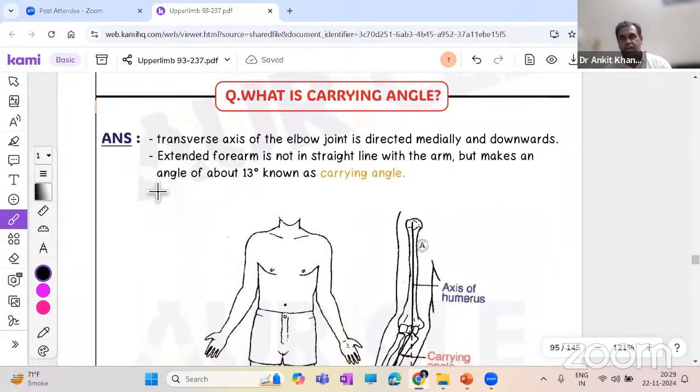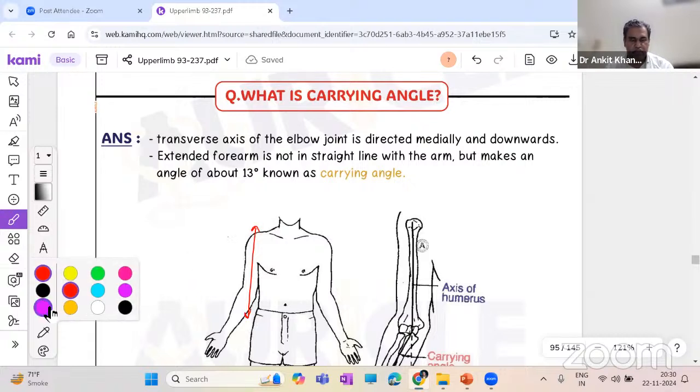Now comes the point of carrying angle. So the carrying angle is simply, if you are not aware of it till now, if you flex your elbow, then the arm and forearm look parallel. Once you extend your elbow, then just try to see the axis of the arm and look at the axis of the forearm. You'll see that the axis of the arm is going like this, and the axis of the forearm is going like this. They are making an angle. And this is the carrying angle.